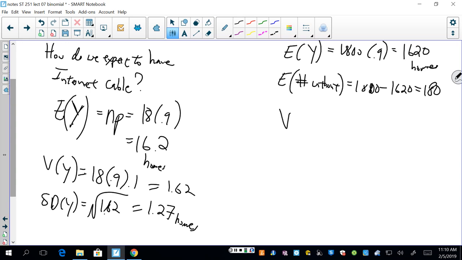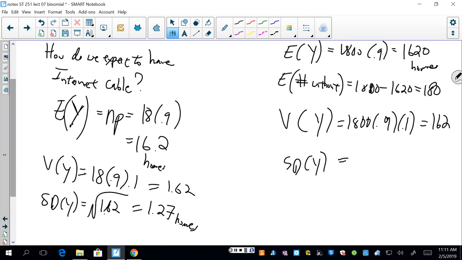The variance of this one is 1,800 times 0.9 times 0.1, so it's 162. Right? So the standard deviation of this one, the square root of 162, is 12.7 homes. So these, the average and the standard deviation, particularly with these larger sample sizes, give you some decent information about what type of values are possible.